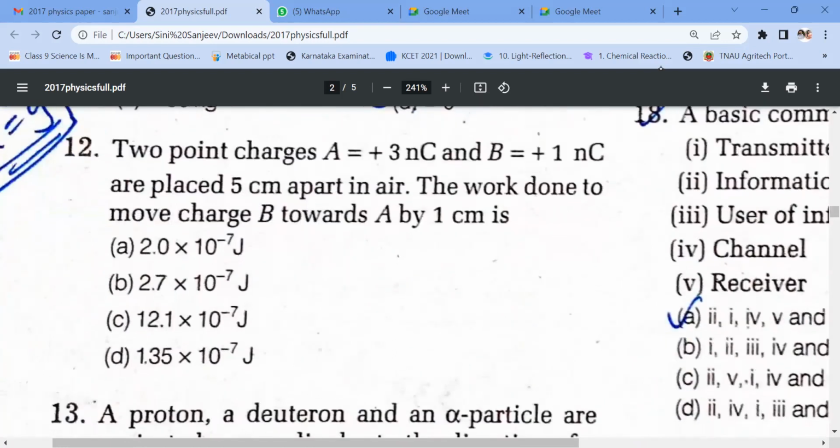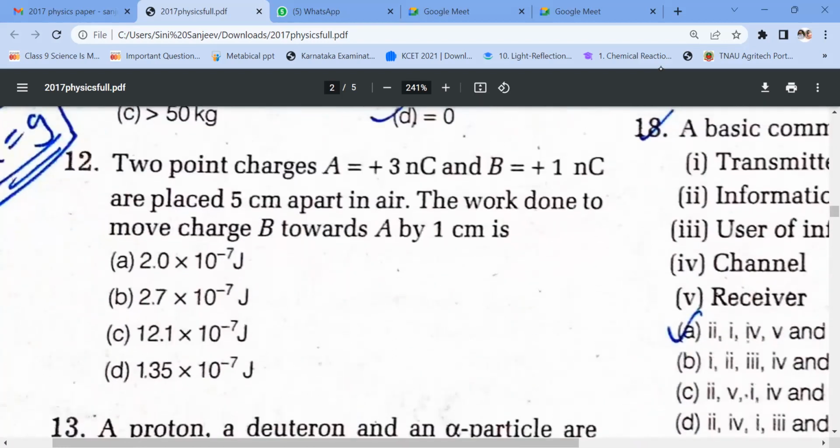I think the 12th one might be very easy. Can you try it? Yes, I'll try.